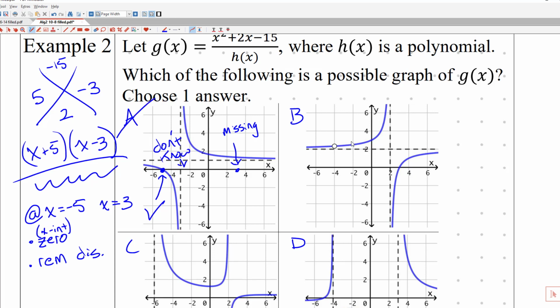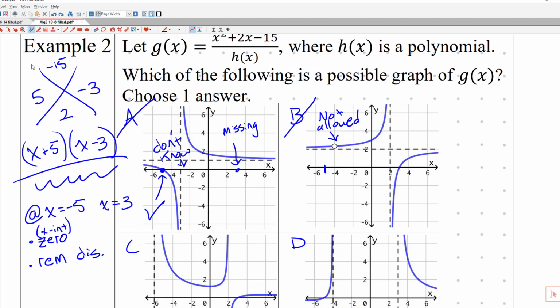What about B? Okay, so again, I'm checking the coordinates -5 and 3 to figure out what's happening. So at -5, nothing is happening, and I can immediately eliminate it. But let's analyze this a little bit more to see if we can get some more understanding. Is this removable discontinuity allowed at -4? No, this is not allowed. Why? Because if it was a removable discontinuity, it should have shown up in the numerator.